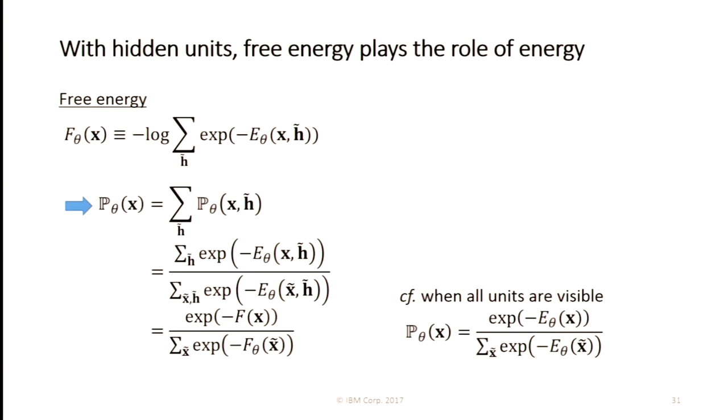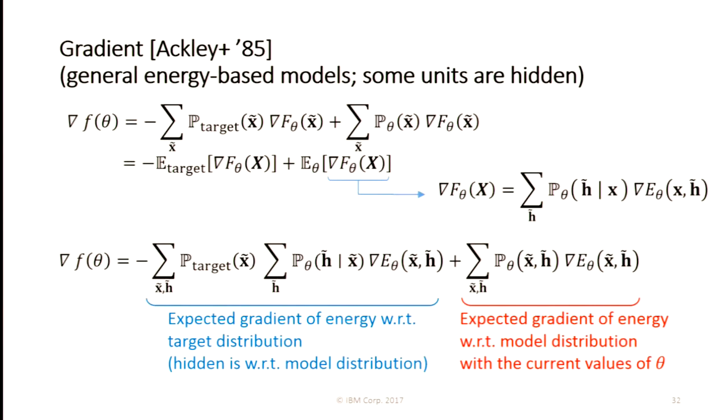To derive a learning rule for this case, we need the gradient of the free energy, because in the previous case we just needed the gradient of the energy. The gradient in this case looks like this. Again, it consists of two parts. The first is the expectation of the gradient of the free energy with respect to the target distribution. The second term is a gradient of the free energy, but the expectation is with respect to the model distribution.